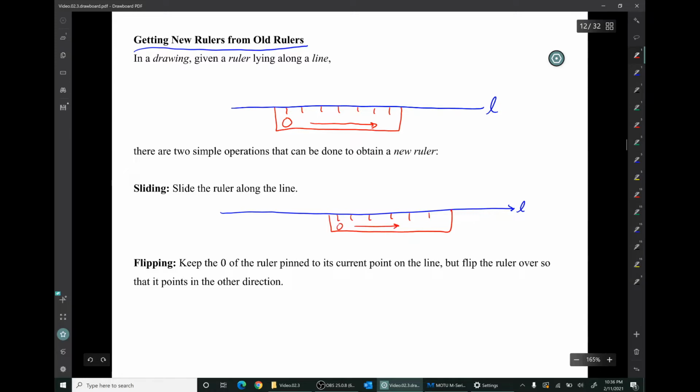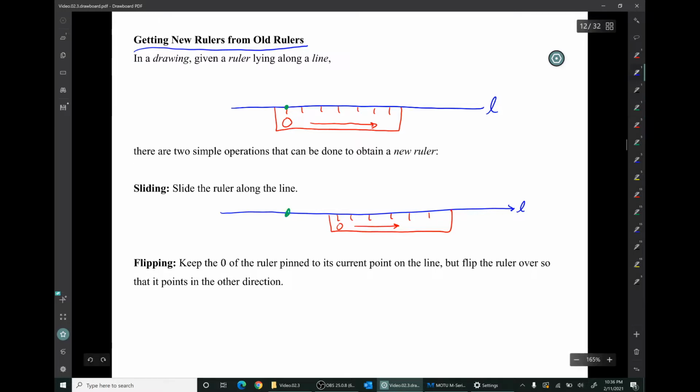So there I've just slid that same physical ruler along the line. So I'll call that sliding. There's another operation that you can do. You can keep the 0 of the ruler pinned to its current point on the line. So I didn't mark the initial position of the 0, but you can imagine if there were a green point on that line up there, then that green point is there now.